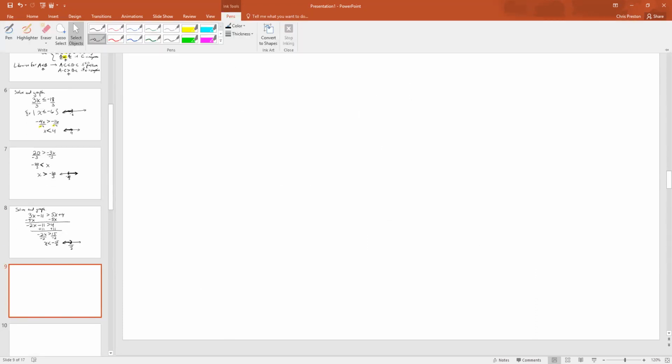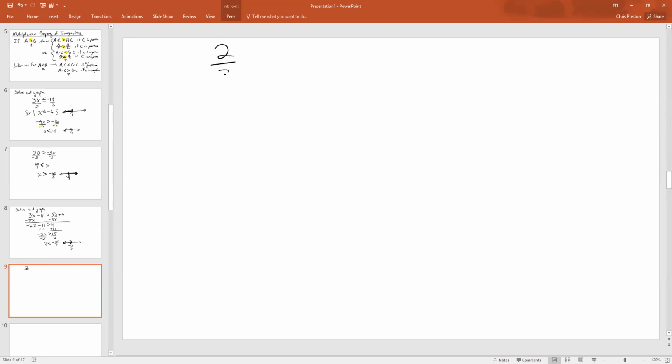Let's solve and graph 2/3 x plus 4 is greater than or equal to 1/5 (2x minus 5). Okay, so first step, we want to clean up both sides, simplify both sides.